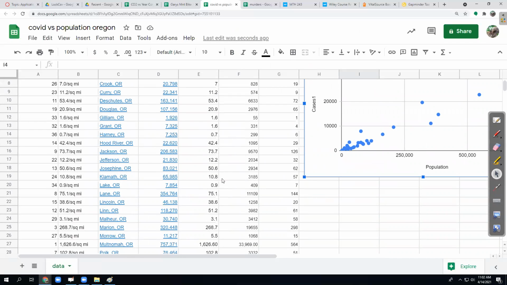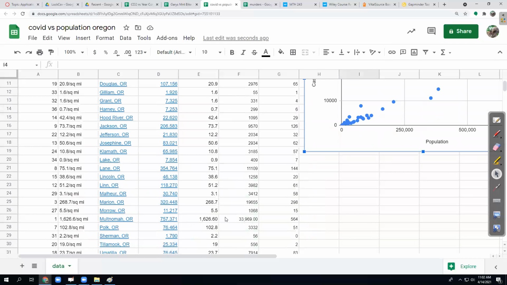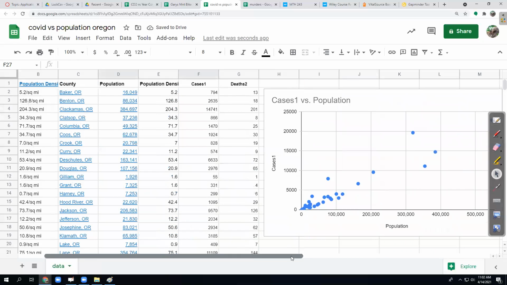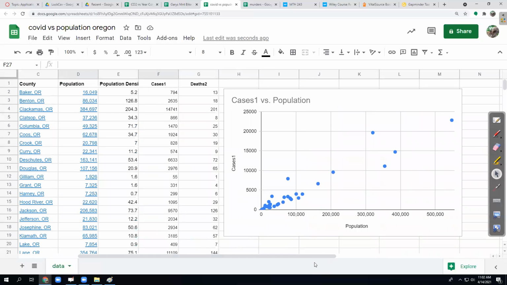It's probably Multnomah County. Yeah, there it is right there. So I could just say, I think I want to delete these two values. I could just highlight them both, hit delete, and see what the graph looks like without them. And say, okay, yeah, I think that was good to delete. But then I'm like, oh, what about this one?